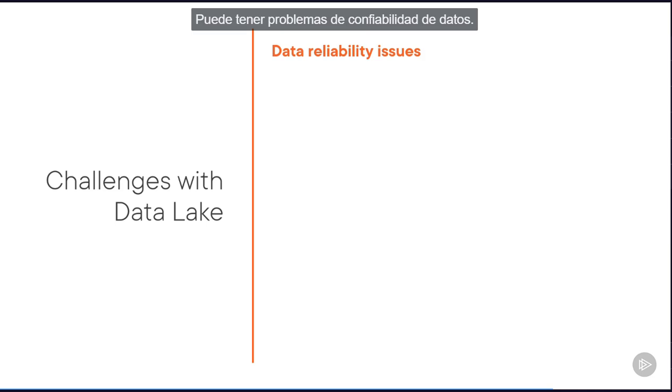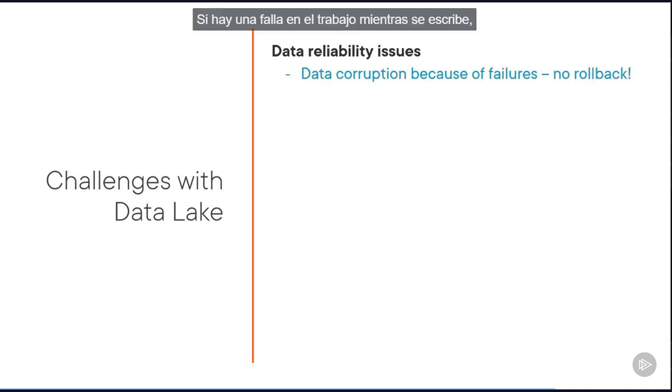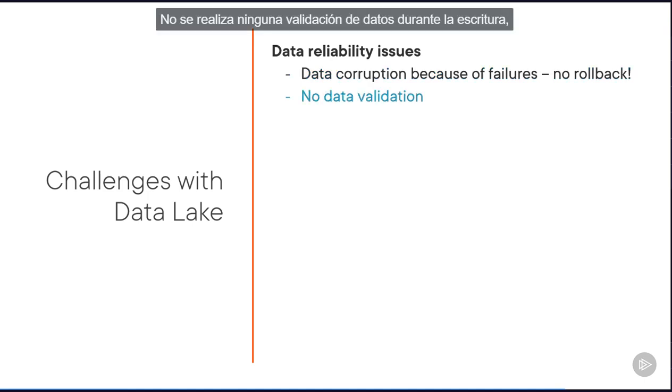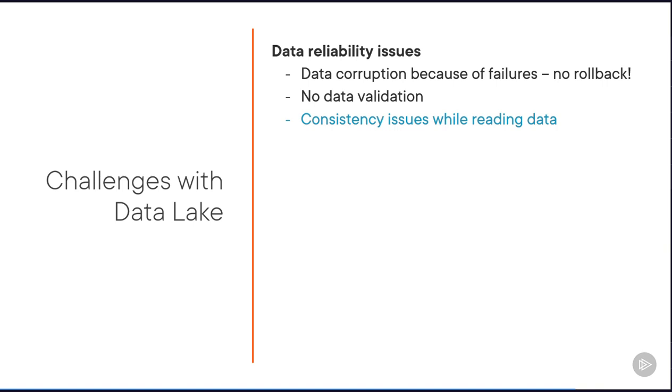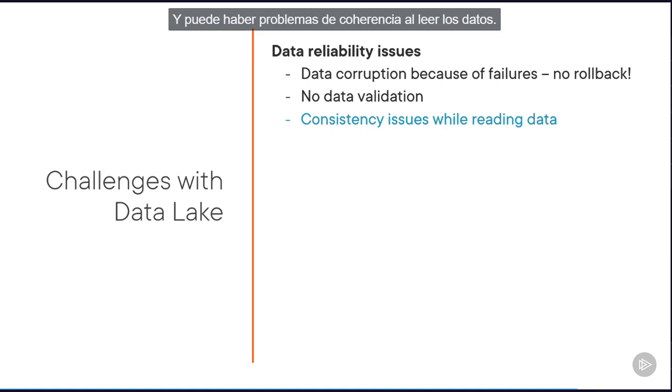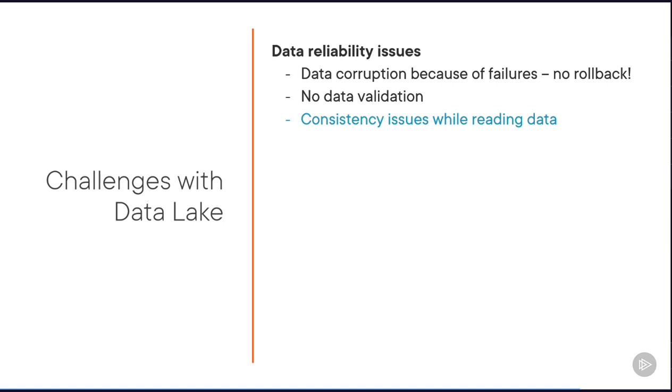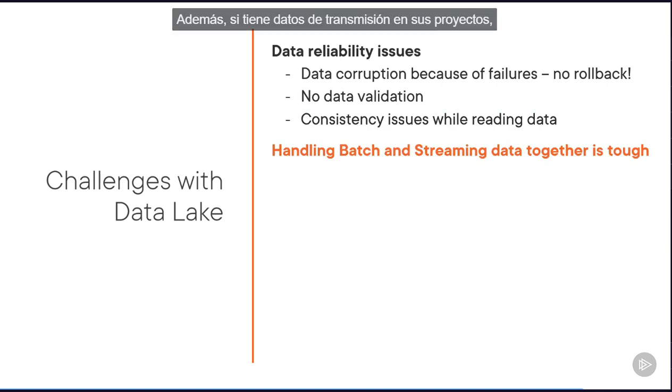It can have data reliability issues. If there is a job failure while writing, it may lead to data corruption, and you cannot even roll back the changes. No data validation is performed while writing, so a column could be written as an integer in one transaction and a string in another. And there can be consistency issues while reading the data. Also, if you have streaming data in your projects, it can be tough to handle along with batch data.